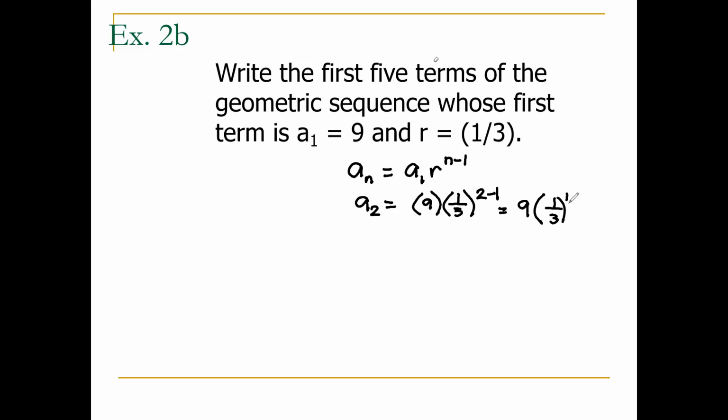2 minus 1 is 1. So we will have 9 multiplied by 1/3, which is 9 times 1, 9 divided by 3, which is 3. So the first term is 9, and the second term is 3. Next, third term. Since we're asked to find the first 5 terms, we will continue from the first term up to the fifth term.